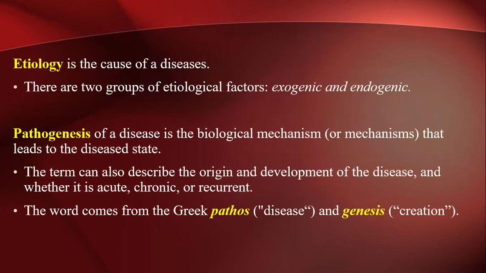etc. Etiology is the cause of a disease. There are two groups of etiological factors, exogenic and endogenic. Pathogenesis of a disease is the biological mechanism or mechanisms that lead to the disease state. The term can also describe the origin and development of the disease and whether it is acute, chronic, or recurrent. The term is from the Greek pathos, meaning disease, and genesis, creation.